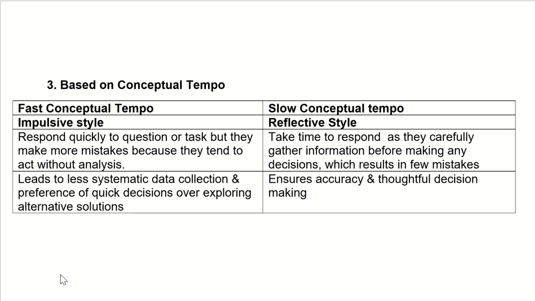However, slow conceptual tempo is the reflective style, where we take a lot of time to think and gather information before actually making a decision. This leads to few mistakes and ensures accuracy and thoughtful decision making. So I suggest we should all follow the slow conceptual tempo, where we sit down and think about the situation when we have to take a decision. Impulsive decisions are not always correct.